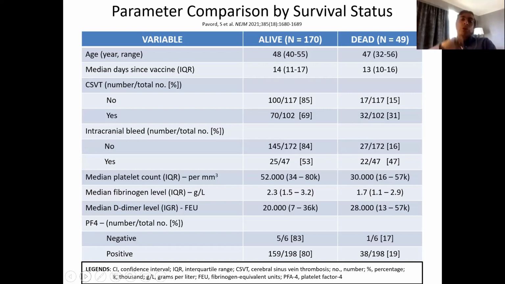If we take a closer look to compare demographic or laboratory characteristics of the patients that survived versus the ones that did not, I perhaps can show to you, if you look at the median platelet count, a lower median platelet count on the individuals that died, a slightly lower fibrinogen level on individuals that died, a slightly higher D-dimer level on the individuals that died. Next slide, please.